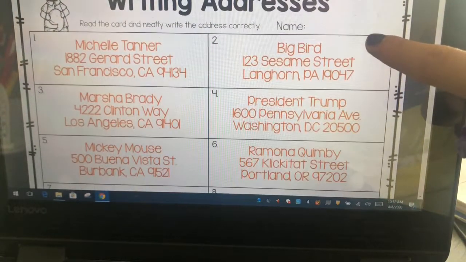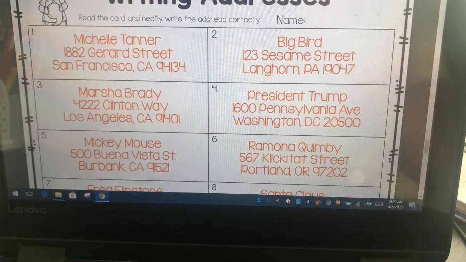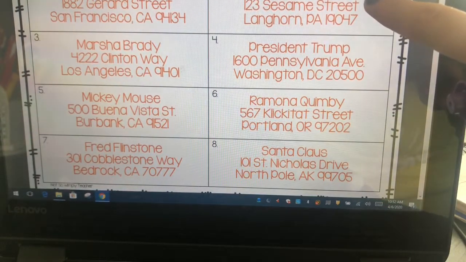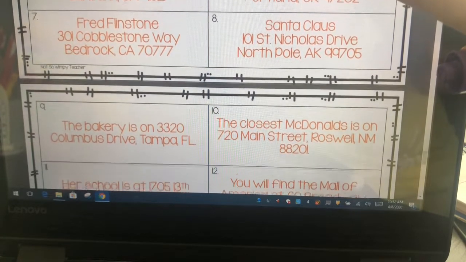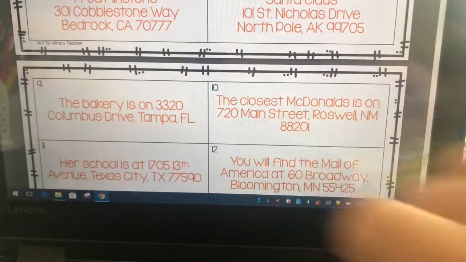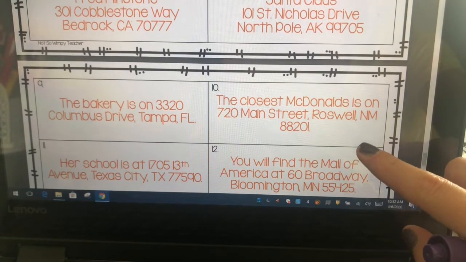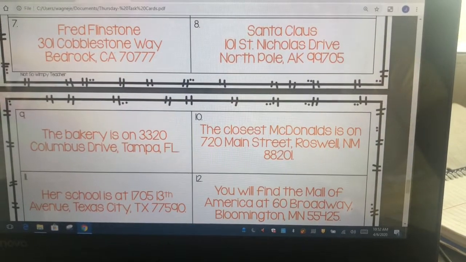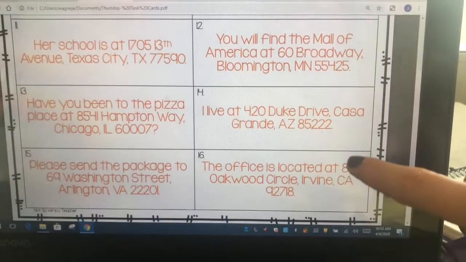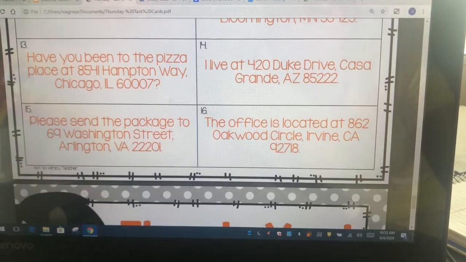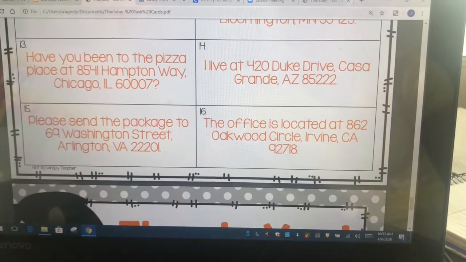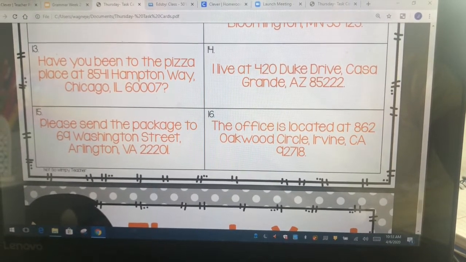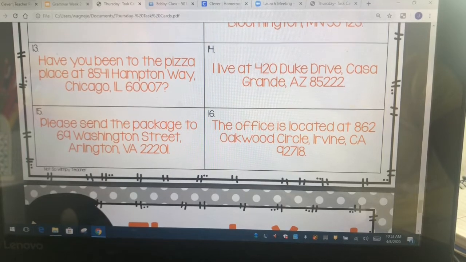Here are your answers. So go ahead and pause the video to check your answers for 1 through 6. Pause the video to check your numbers 7 through 12. This is 7 through 12. And then the rest, 13 to 16. Go back through anytime to practice these cards for your quiz on Thursday.